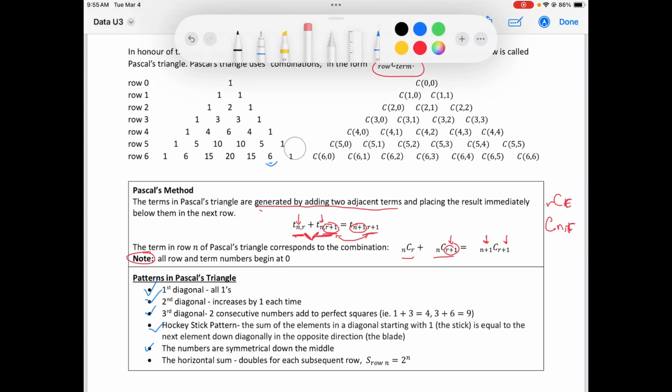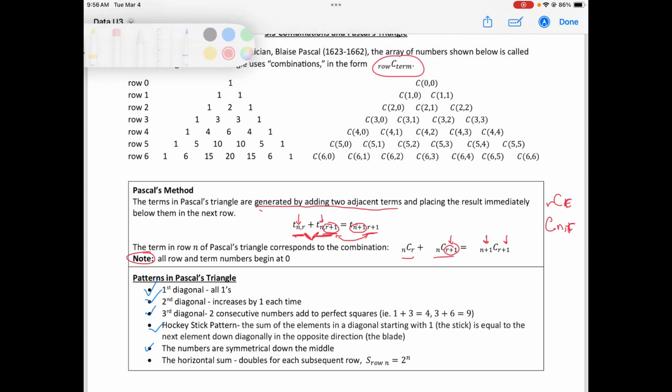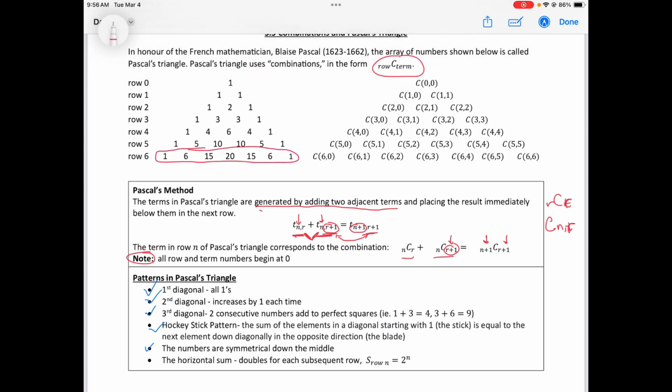Then there's one more pattern that we're going to touch on, and that's when we add all the numbers in any of these rows, so row 6 or row 5, and we take the sum. What's going to happen is the sum of row n equals 2 to the n. So it doubles every time. This one is 1, this one is 2, this one is 4, this one is 8, it's going to be 16, 32, 64, and so on. It's going to double each time.